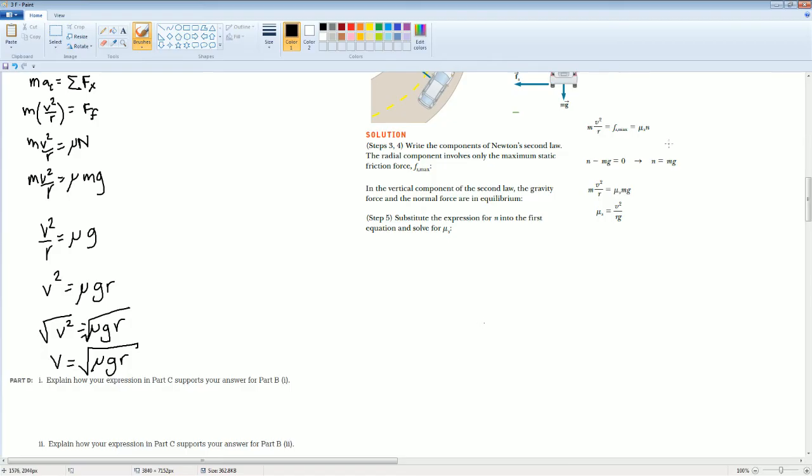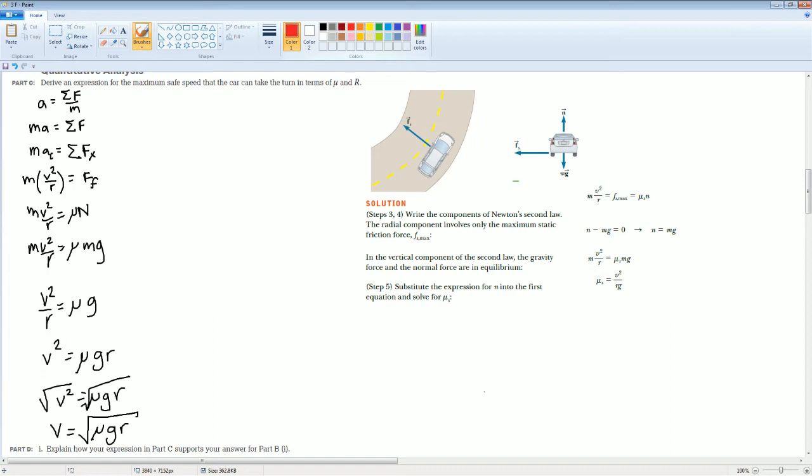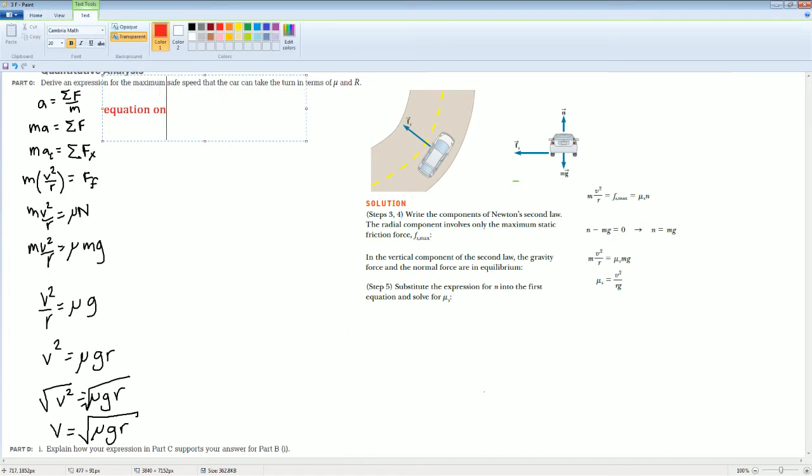Okay, so here you go. This is the derivation. Good. If you want the explanation, I could write it for you. This is the equation on the formula sheet.